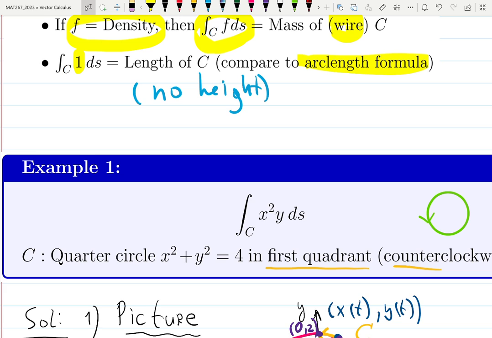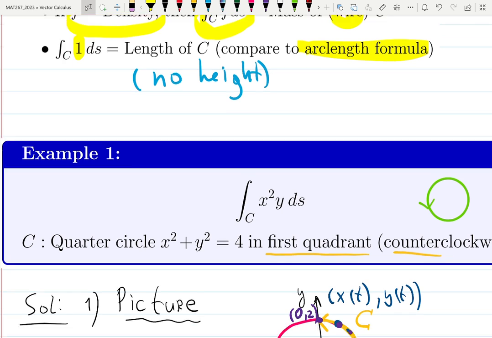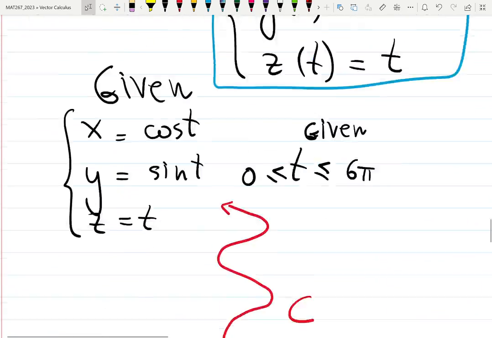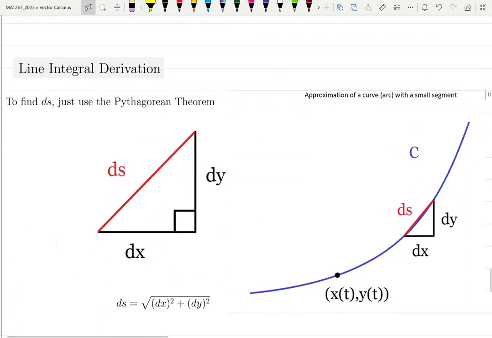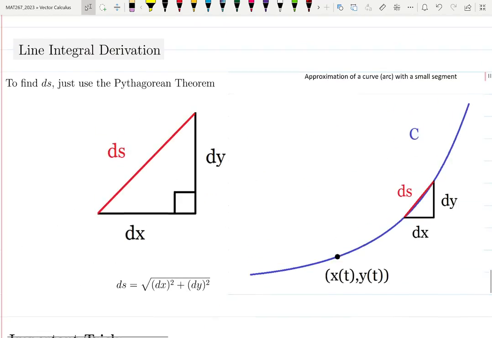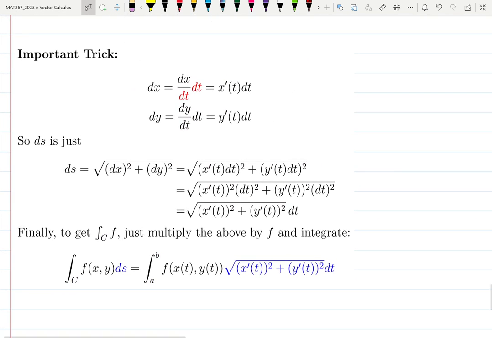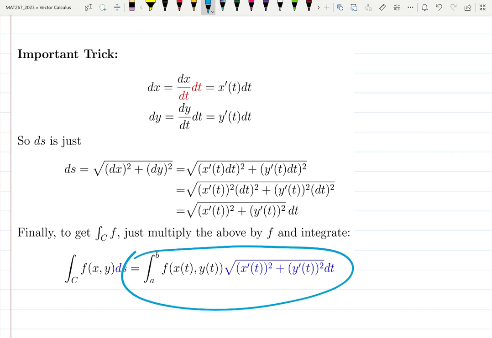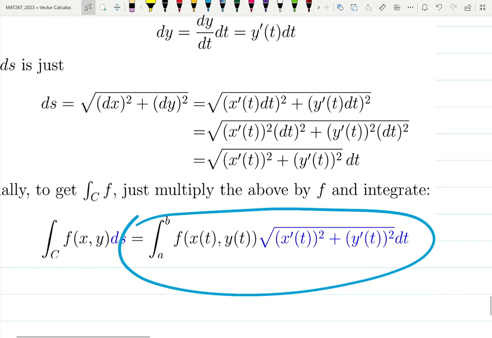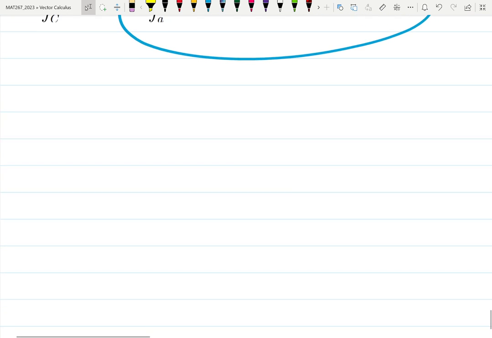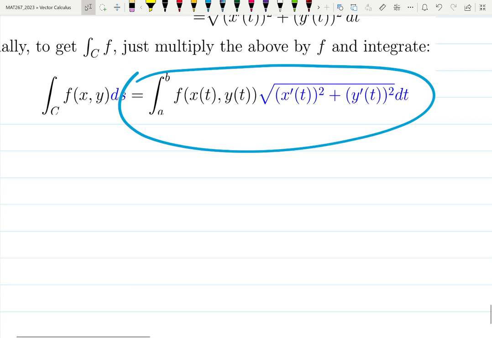Parameterization. We're almost done. Let's do something from your homework and explain how to do it. I will do this example next time. I think I have a video on that one. Oh, no, that's what we already have. Pythagorean theorem. Some kind of ideas of tricks. I don't like to call them tricks. Here's the formula. It's the same thing: F times the arc length. What I want to show you is an example.